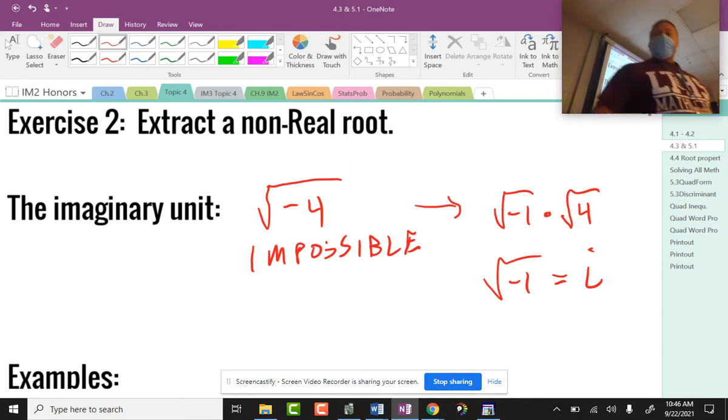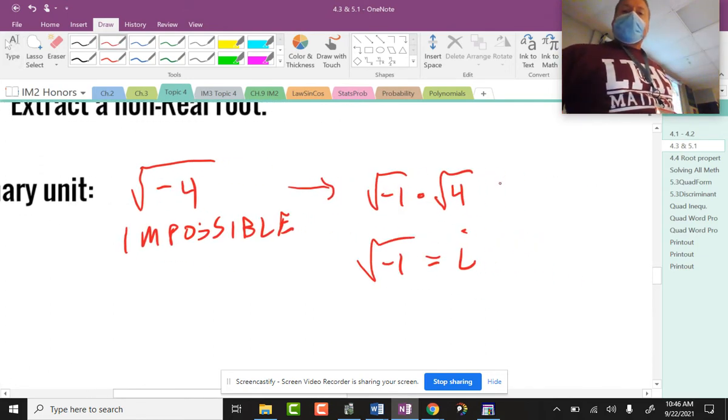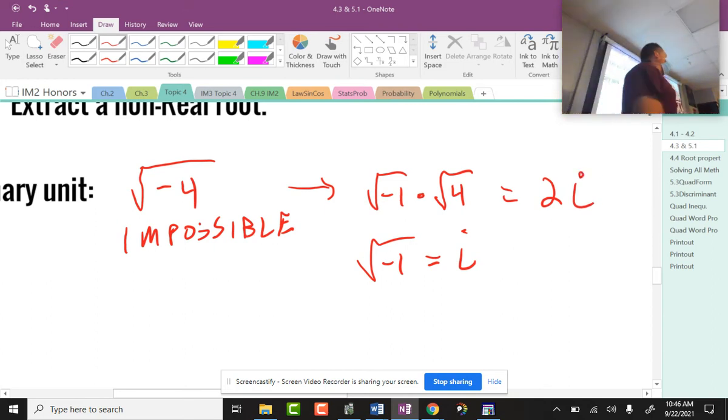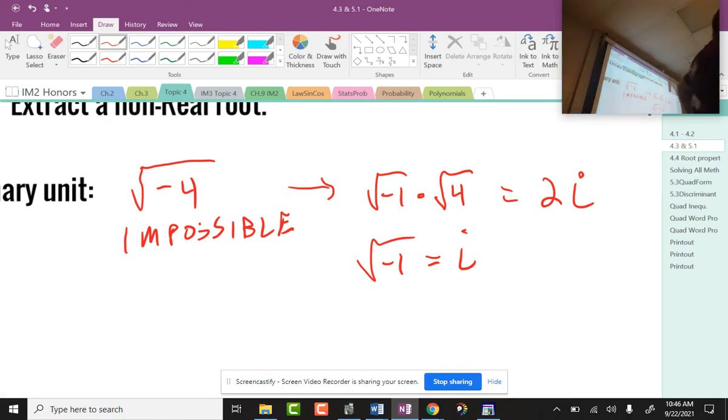So now what this person said was, okay, now we can write this. Square root of 4 is 2. Square root of -1 is I. Therefore, it is 2I. And everyone else is like, wow, that's a great idea. Let's do that. Be truthful.